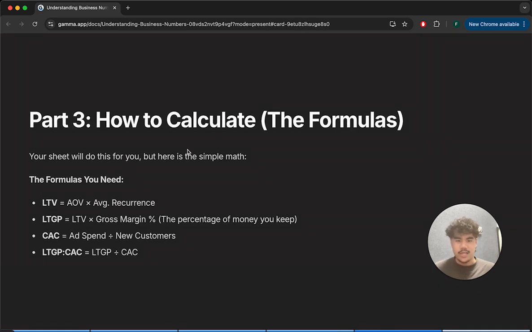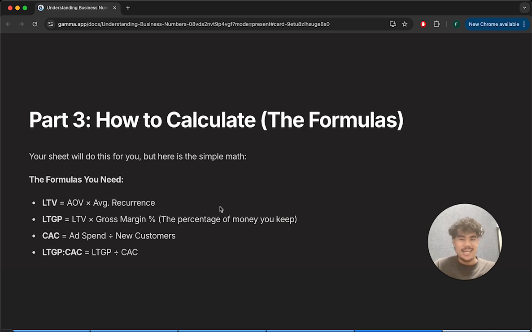So how do you actually calculate the formulas? The sheet linked in a different module will do this for you, but here's the simple math. Lifetime value equals average order value, or average upfront cost, times average recurrence. For example, if you are a dentist and your average new patient booking is $200, and people come in an average of 10 times based on the numbers in your practice, then you have a lifetime value of $2,000, because it's $200 times 10. LTGP is lifetime value times margin percentage, right?